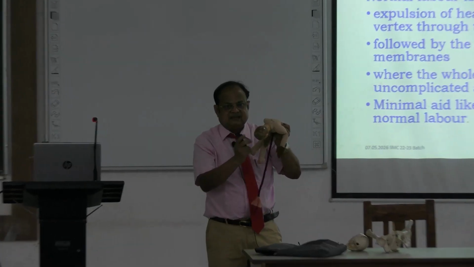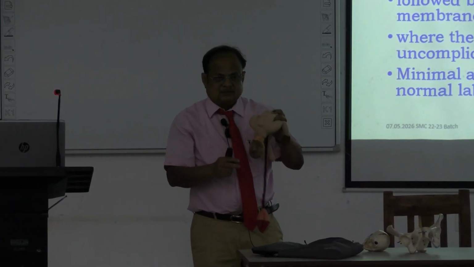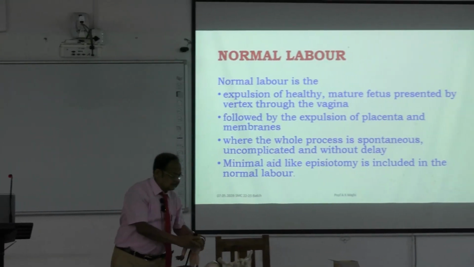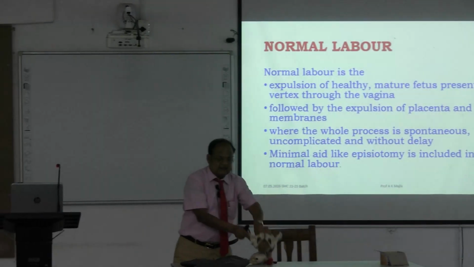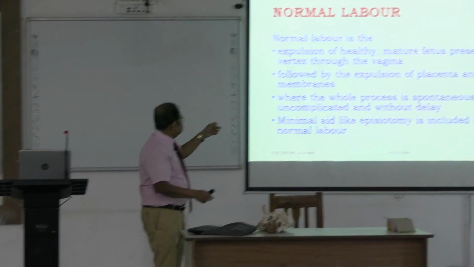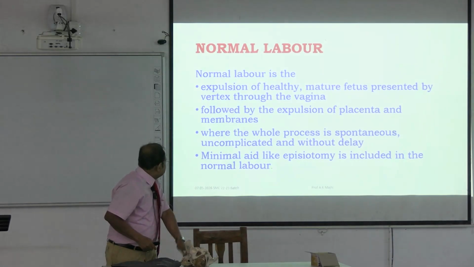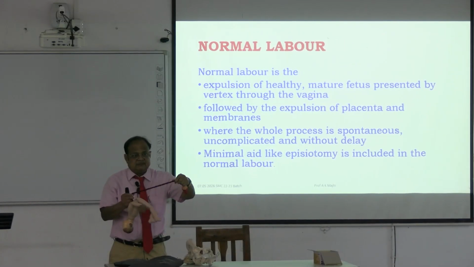That is the vertex, face and brow. And this is the breech, the caudal end. So the fetus is presented by the vertex through the vagina like this, and an important thing is that it is followed by the expulsion of the placenta and membranes. Placenta and membranes are expelled in the third stage of labor.